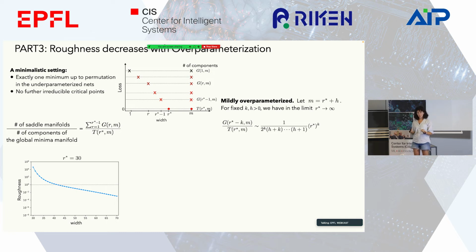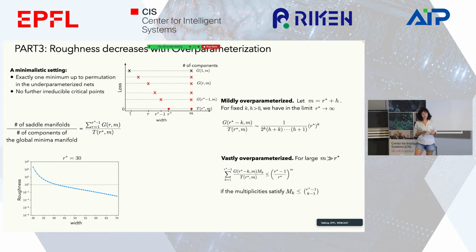So for the mildly overparameterized case, when M is just a little bit larger than H, so the teacher width goes to infinity to make this limit work, but the student has just a few more neurons, then the saddle manifolds are polynomially larger than the number of components of the global minimum, polynomially larger. And for the best case, I can upper bound this quantity of roughness by an exponentially decaying factor in the student width. So it has to go down to 0 exponentially fast after some point. So this gives us two regimes, mildly overparameterized and vastly.